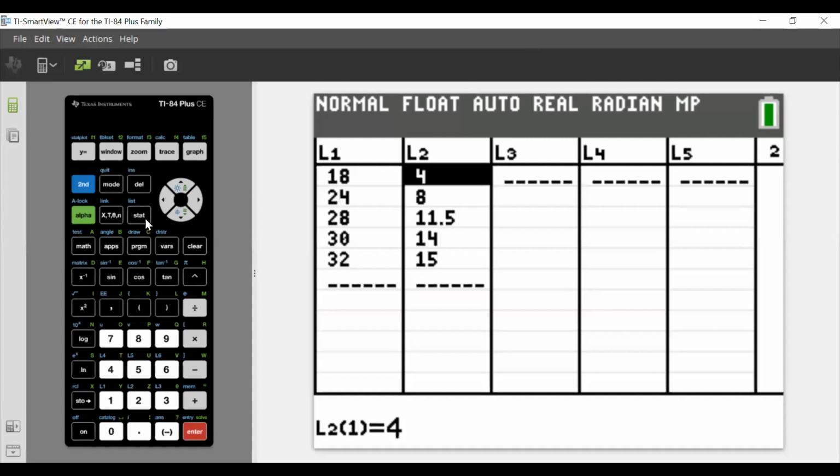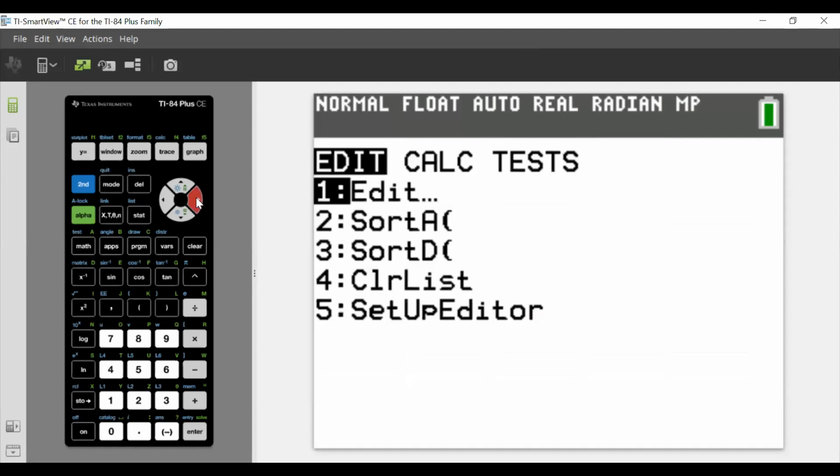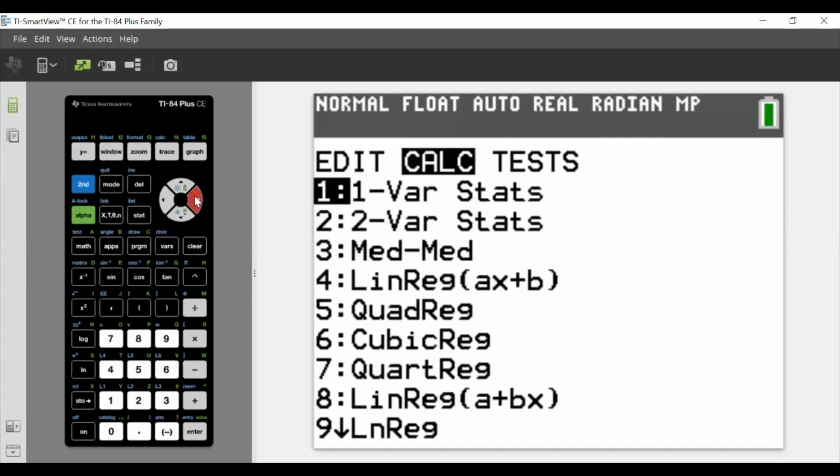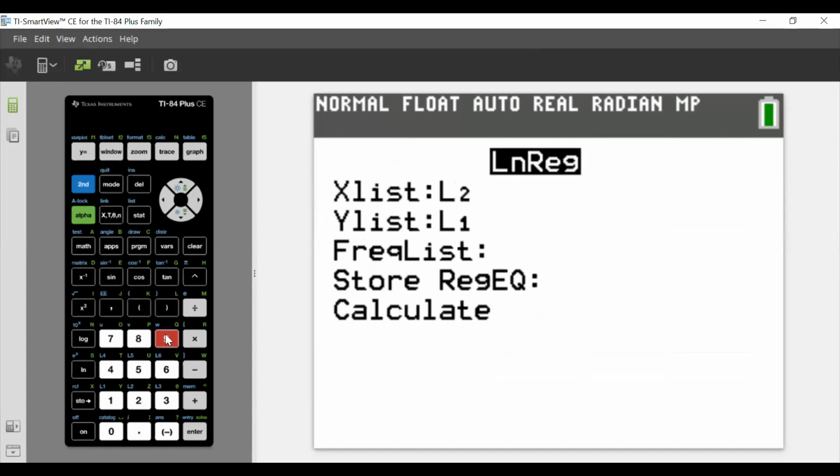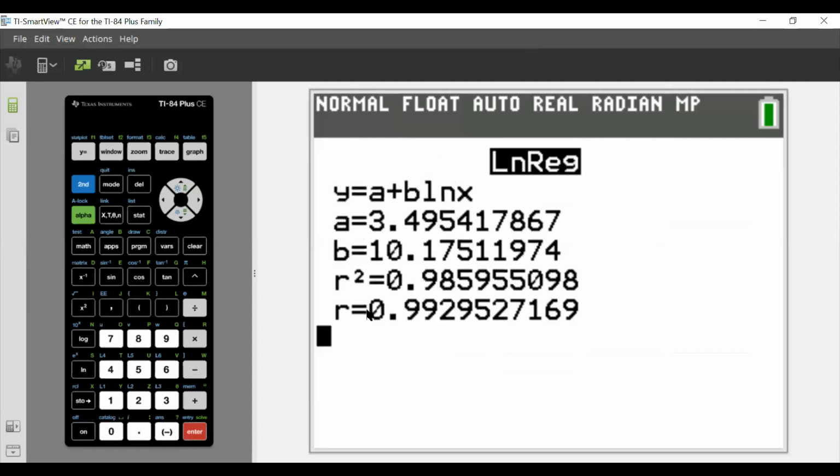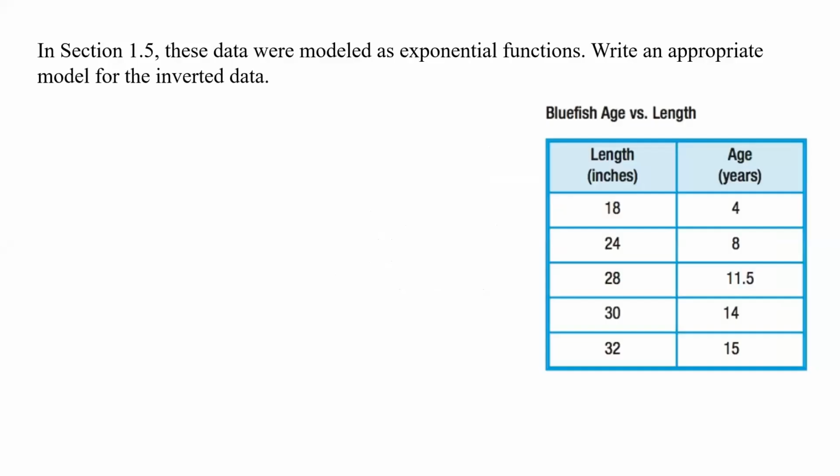And so to do that, we're going to have our stat. We're going to calculate. Now the inverse of the exponential is a log, so we'll do that. And because we're doing the opposite, we're going to have L2 then L1, so that looks good. And so we get 3.495 plus 10.175 ln of, and then I guess we have A, okay? So let's go ahead and put that here.